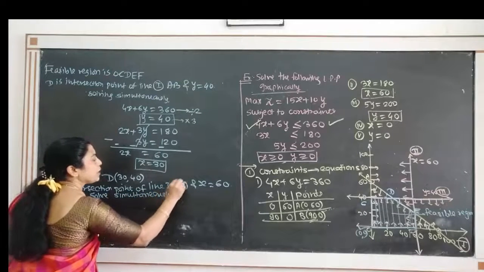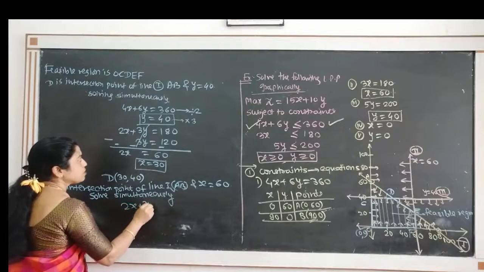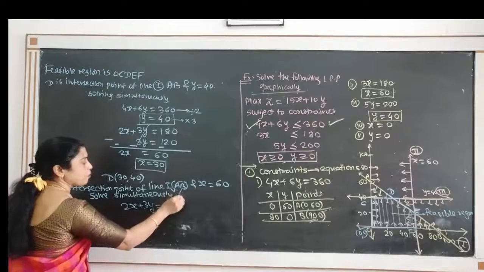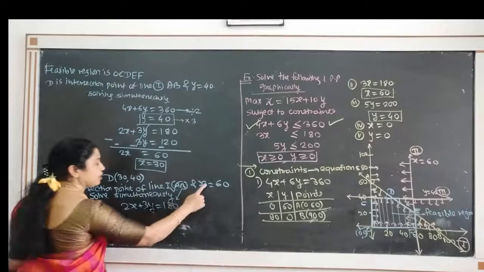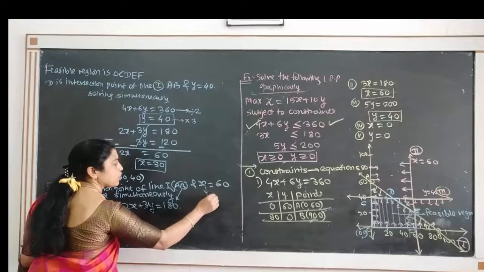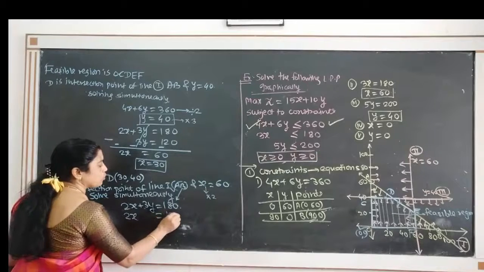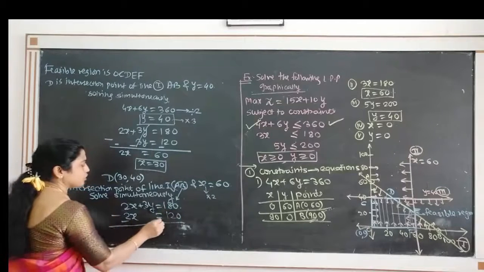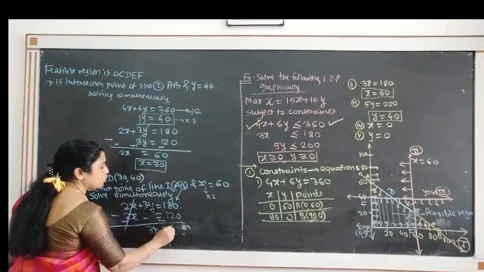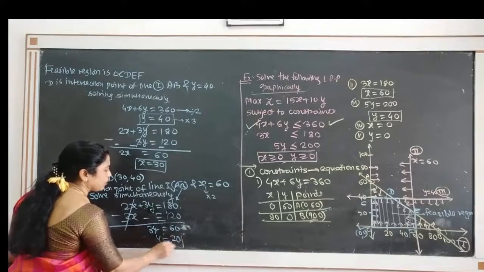I will divide line AB by 2, so we get the simple equation 2x plus 3y is equal to 180. That is the equation of AB divided by 2, and the next line is x is equal to 60. I will multiply this equation by 2, so we get 2x is equal to 120. Subtract the equations, we get 3y is equal to 60, so y is equal to 20.